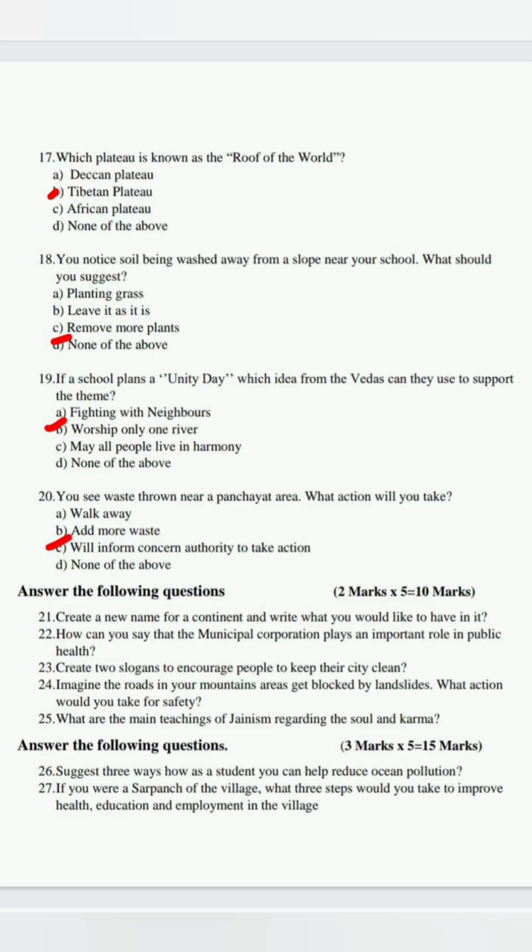Question number 19. If a school plans a unity day, which ideas from the Vedas can they use to support the theme? Options are A. Fighting with neighbors, B. Worship only one river, C. May all people live in harmony, D. None of the above. And the correct option is worship only one river, that is option B.